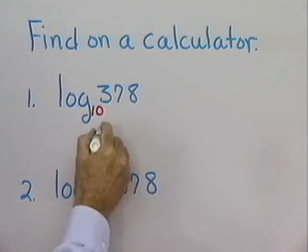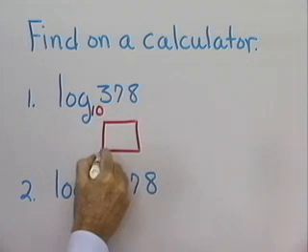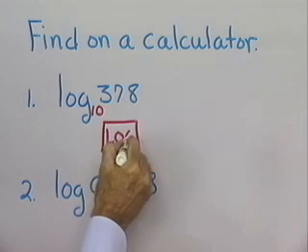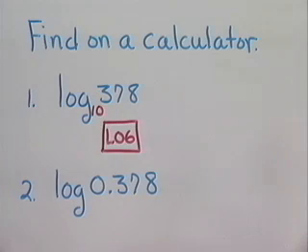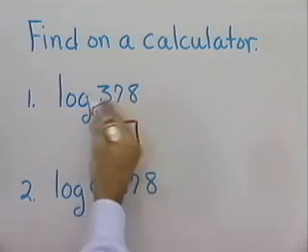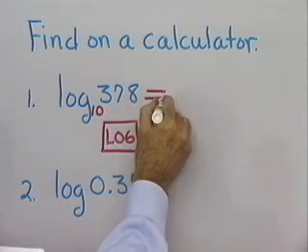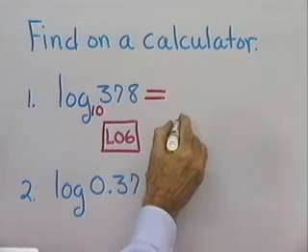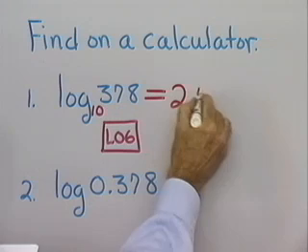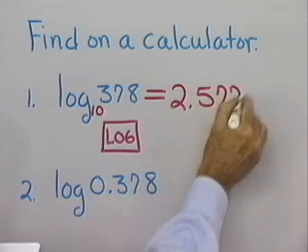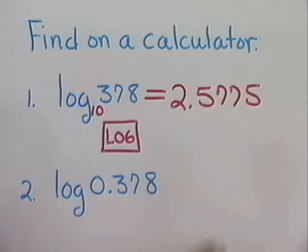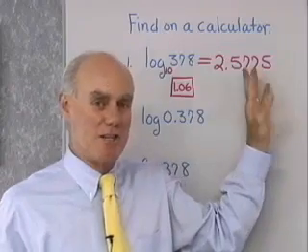So on your calculator you want to look for that button that says LOG. That'll be your logarithm button. And if you press that button on your calculator after you've entered 378 or before, depending on the kind of calculator you have, you can check to see this will come out 2.5775.